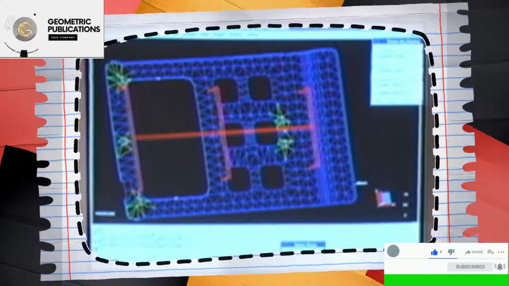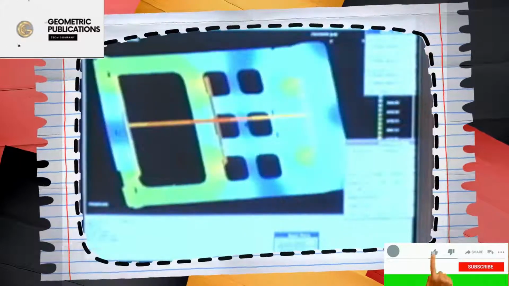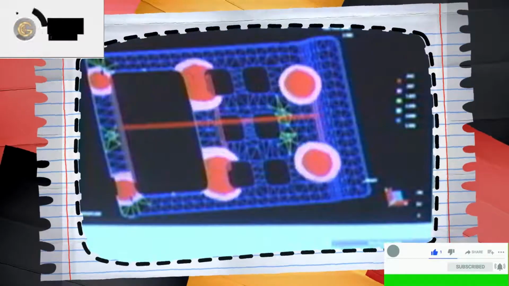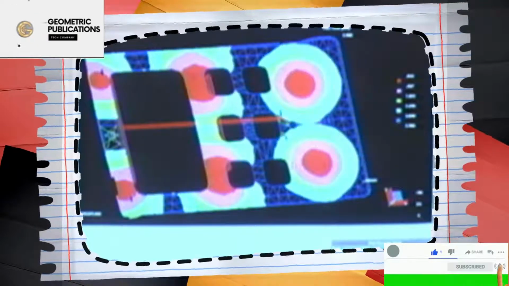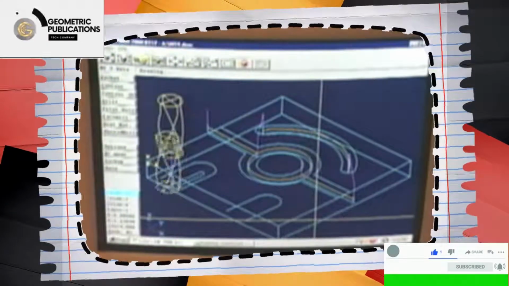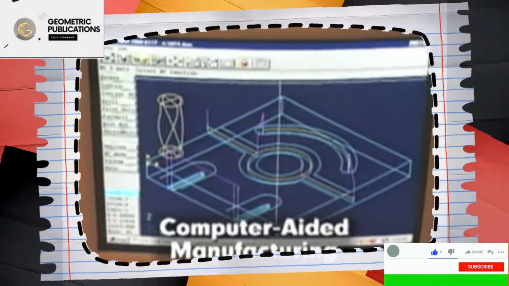Computer-aided design is extremely useful in generating multiple variations and revisions of part designs. These designs can then be subjected to a variety of engineering analysis for optimization. Once a part design has been reviewed, tested, and approved, the CAD information is translated and then exported to a computer-aided manufacturing or CAM application.